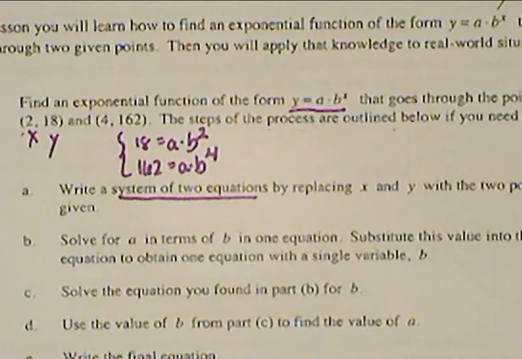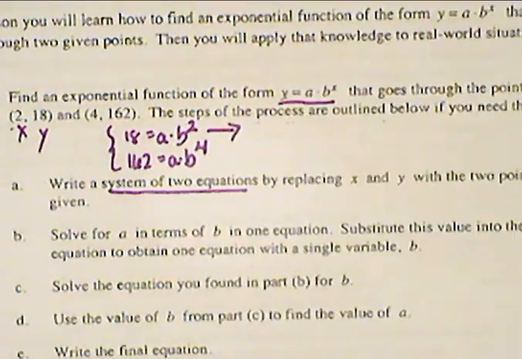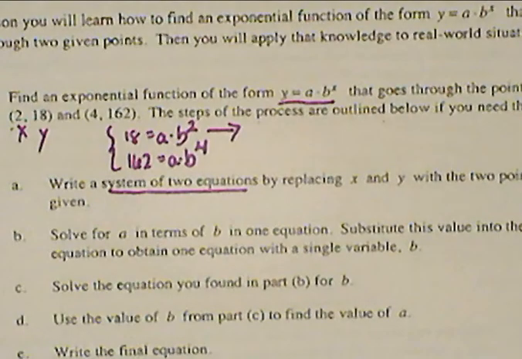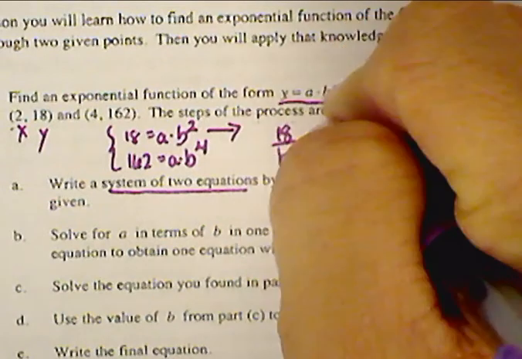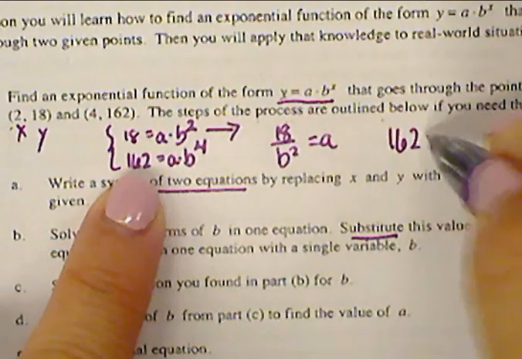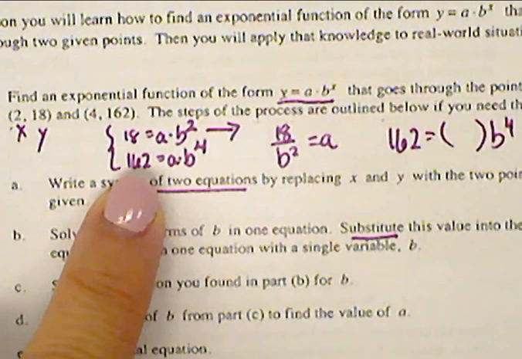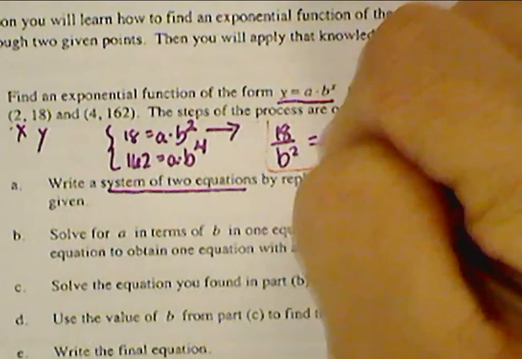Okay? So B says solve for A in terms of B. The next step. How can I get A by itself? Divide by b squared. So 18 over b squared equals A. And what am I going to do with this? Substitute it into the other equation. What method is that called? Substitution. So here I have 162 equals A times b to the 4th. But what is my A? I said A is 18 over b squared.